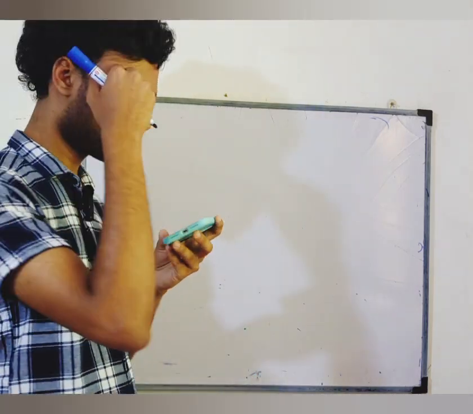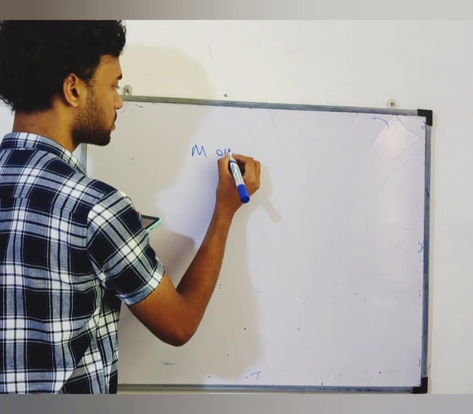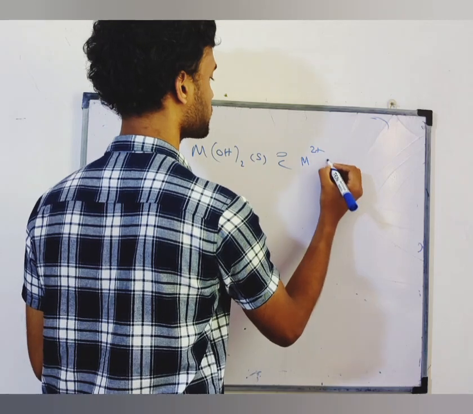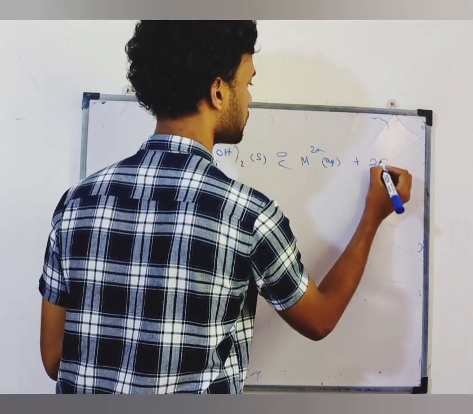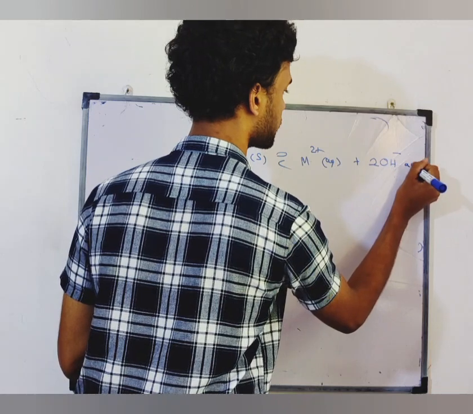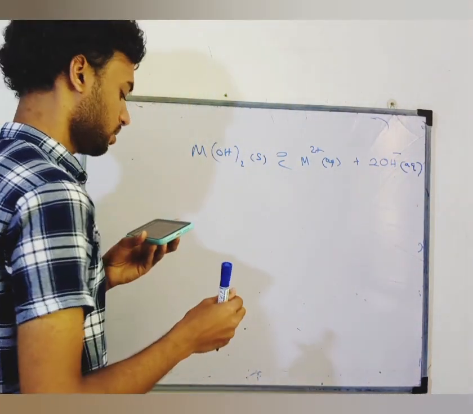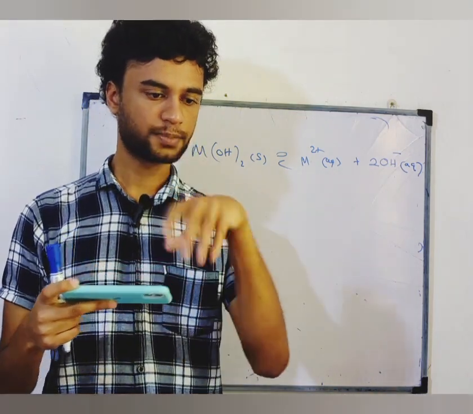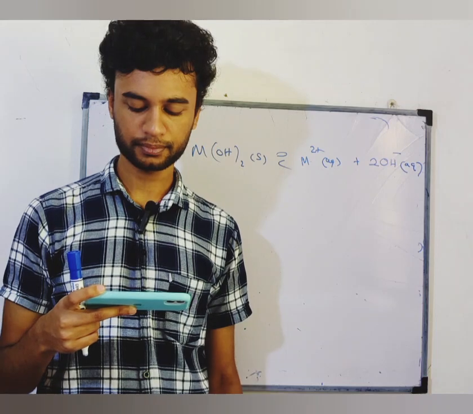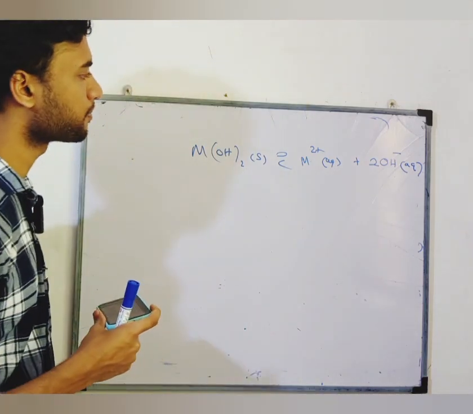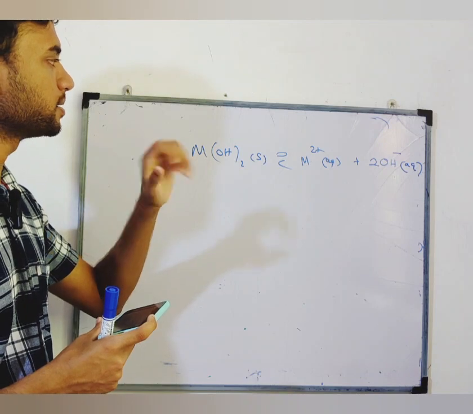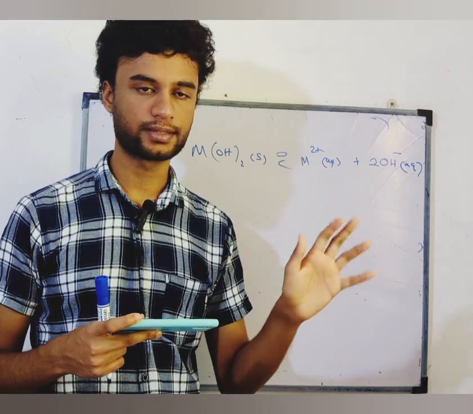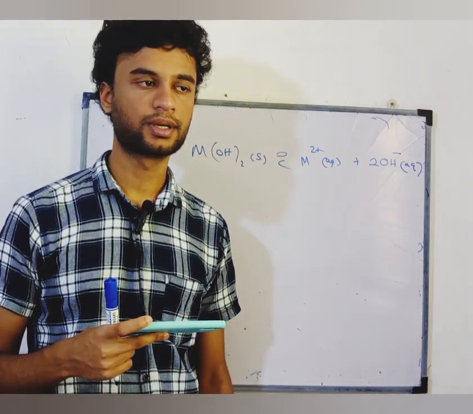And let's see. You know, MOH2 solid becomes M2+ aqueous plus 2 OH- aqueous. Now listen, they have mentioned the pH is 5, which means it's an acidic solution. Now let's consider an instance where we have a dilute solution. We have a lot of water, we don't have any acidity, a neutral dilute solution.